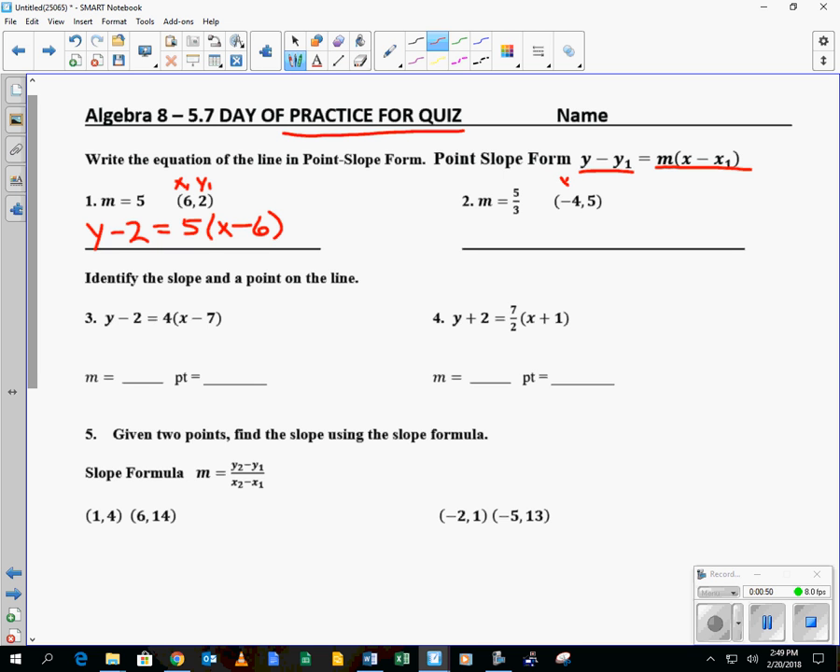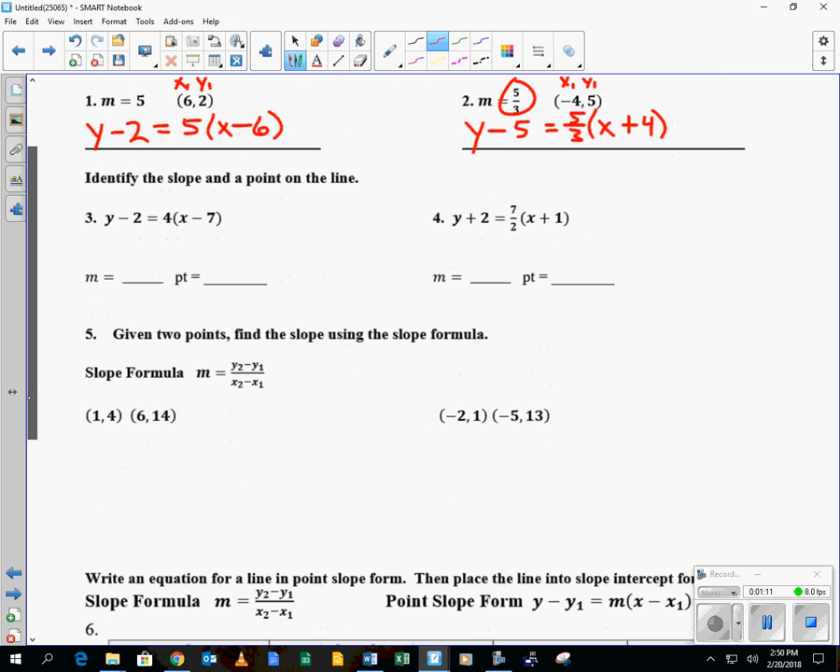For the next one, we have x1 and we have y1. So y minus 5 is equal to m, which is 5/3, times x minus -4, which is plus 4. So there you go. There's the answer for your first two. Hopefully you're 2 for 2 so far.